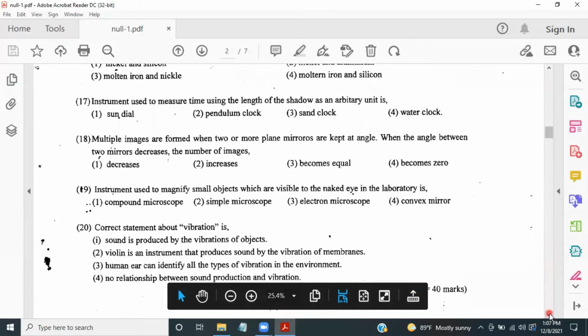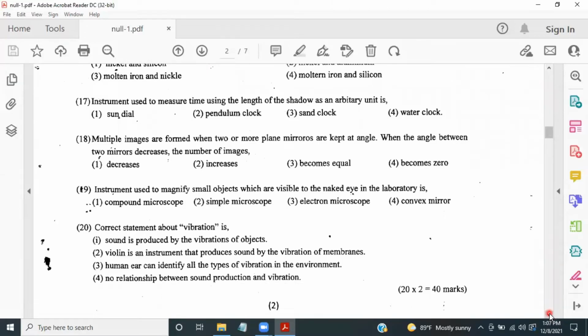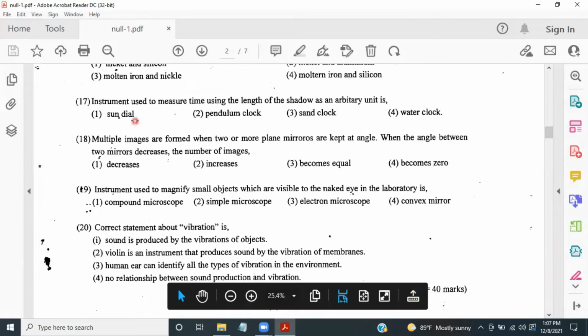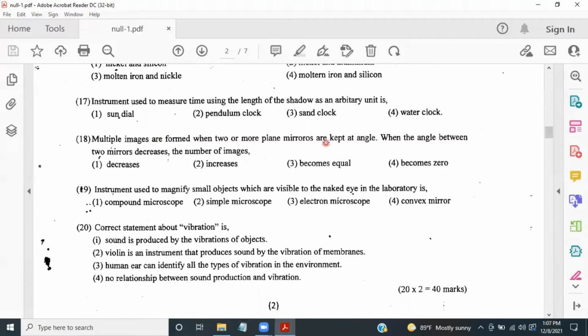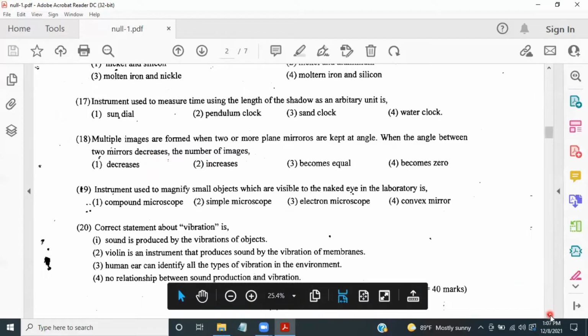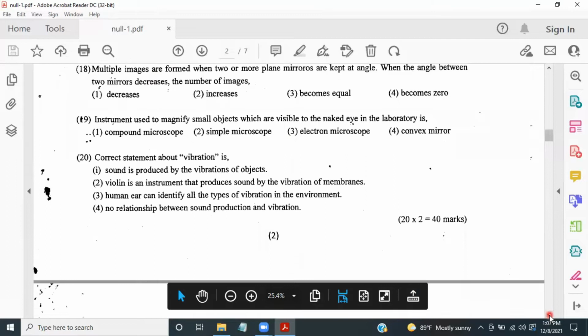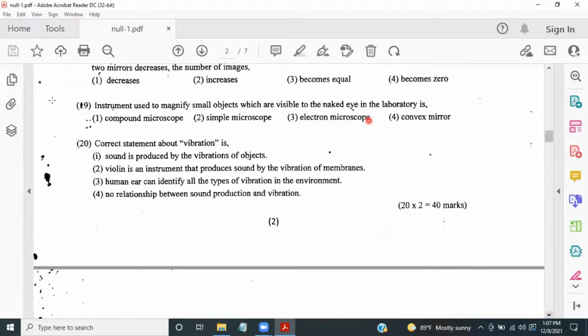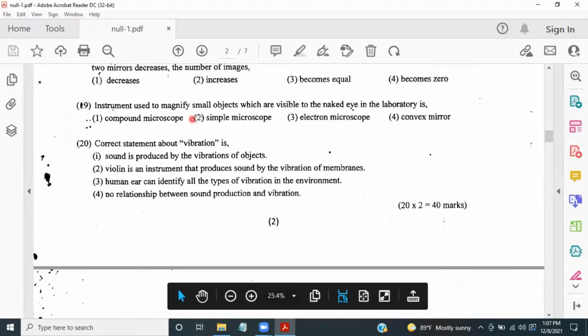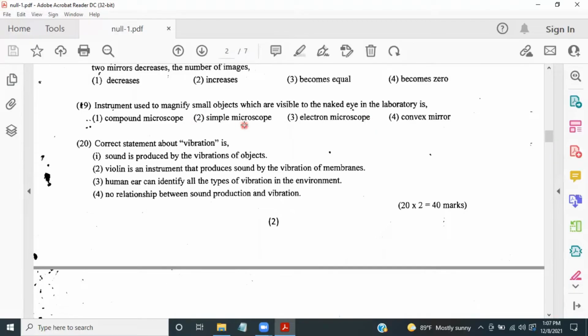17. Instrument used to measure time using the length of the shadow is the sundial. Answer number 1. Multiple images are formed when 2 or more plane mirrors are kept at an angle. When the angle between 2 mirrors decreases, the number of images increases. Answer number 2. 19. Instrument used to magnify small objects in the laboratory: the compound microscope and the simple microscope can be taken.